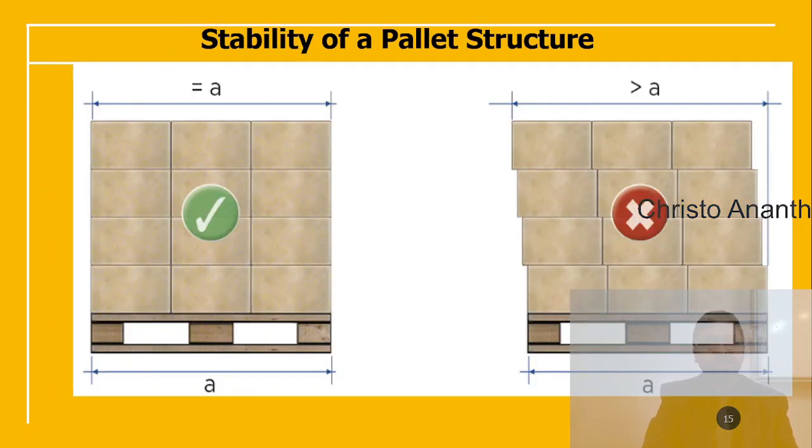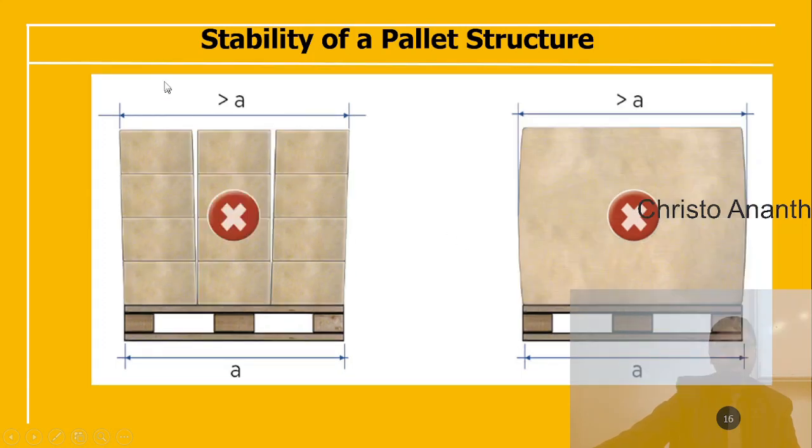So this is the stability of the pallet structure. This is the correct one, and all the remaining ones we will see are wrong. So this is equal to a, the dimension, the width. Here, if you can see this unevenness, it's not correct, it is greater than a. Also this one, concentrated in the center or like this, is also not correct.